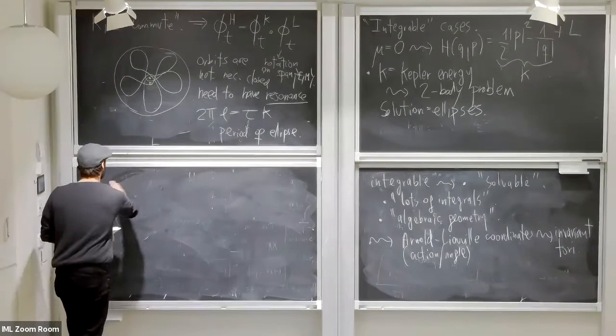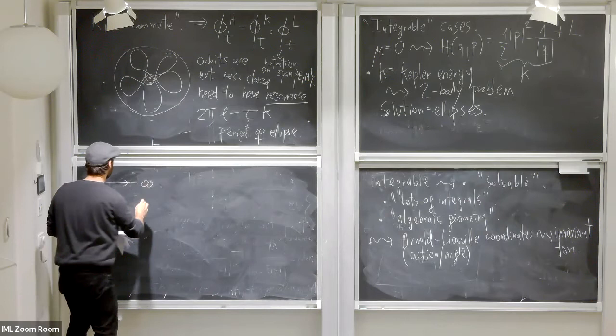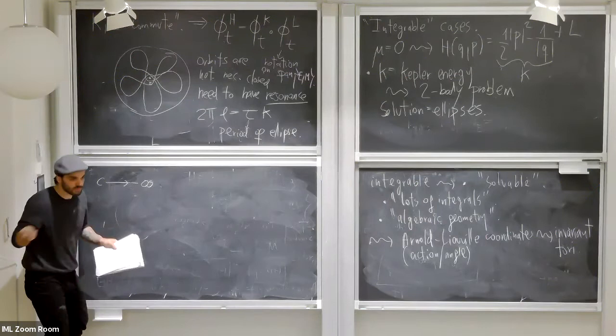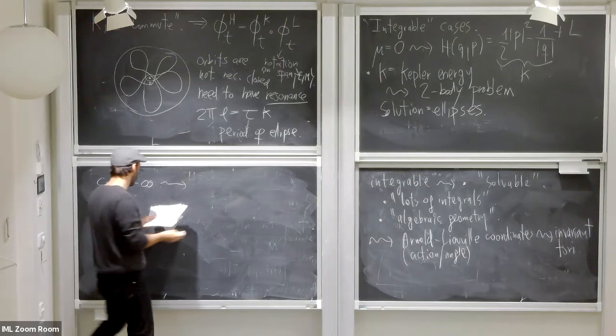Another fact that is interesting in this problem: if I take my energy to go to minus infinity, so it's very, very low, now the Hill's regions are getting smaller and smaller around the primaries. I need to do some regularization procedure, which I will now explain a bit. But what you will see after regularizing is the Kepler problem.